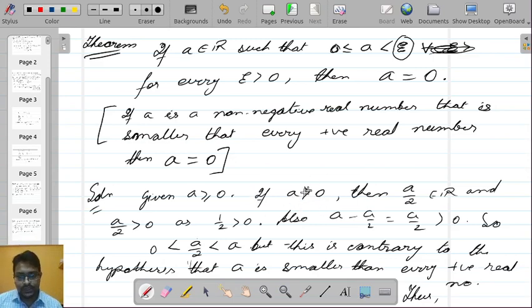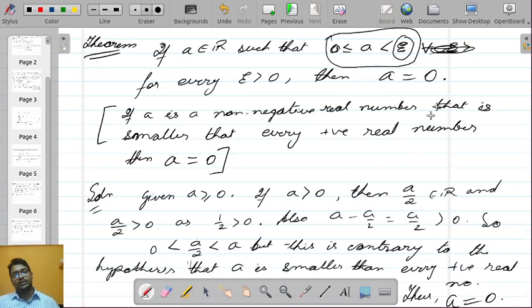So if a is greater than 0, immediately we get this problem here. So thus a greater than 0 cannot happen. If a is a number which satisfies this condition, then a can never be greater than 0. So thus the only option is a has to be equal to 0. So if you have a non-negative real number which is less than every epsilon, then that number has to be 0. Nothing else, right? That number has to be exactly 0. This is a very important result which will be used several times in real analysis.